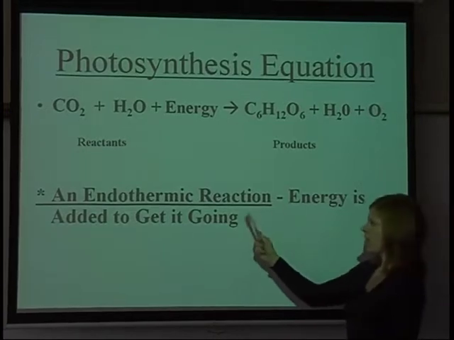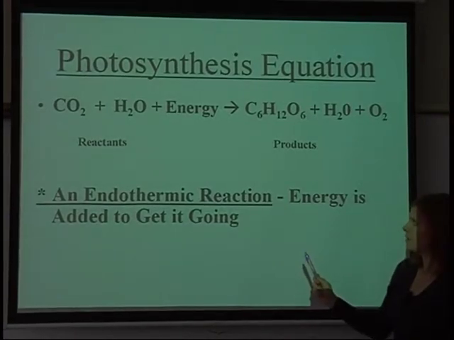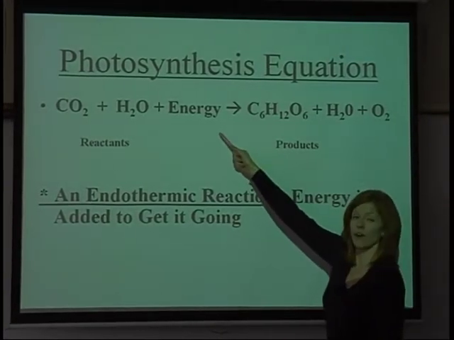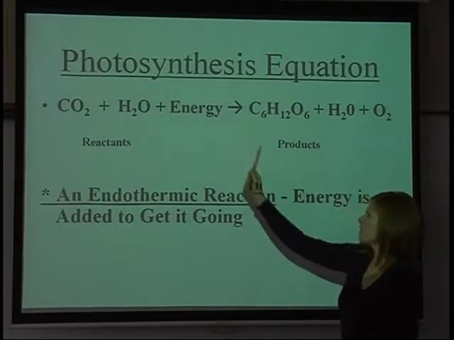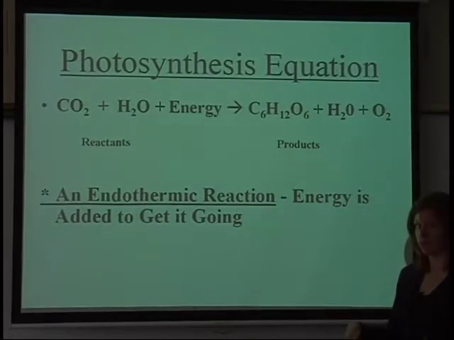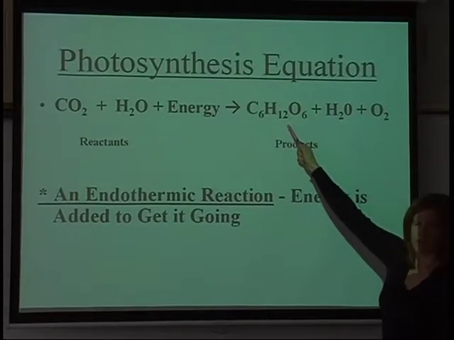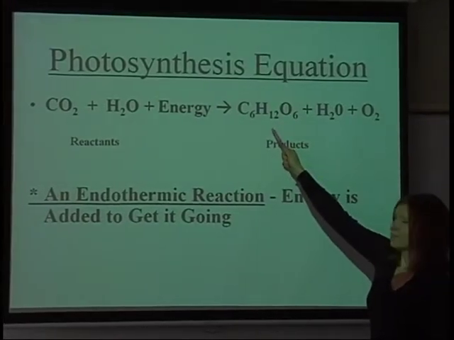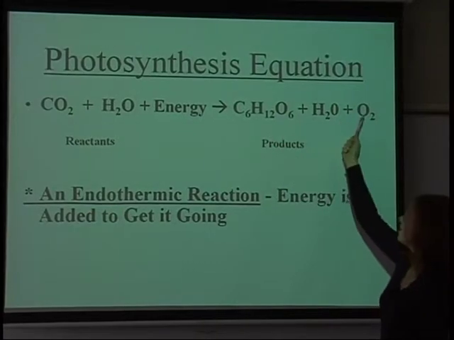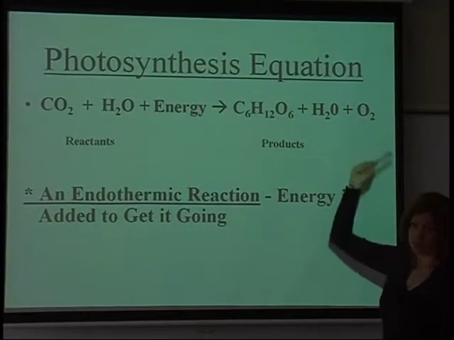This is considered an endothermic reaction because we're putting energy into it on this side of the arrow from the sun. So it actually needs energy from the sun to make the equation work. This is what the plant's using for itself to make sugar for the plant. This is a waste product, the oxygen.